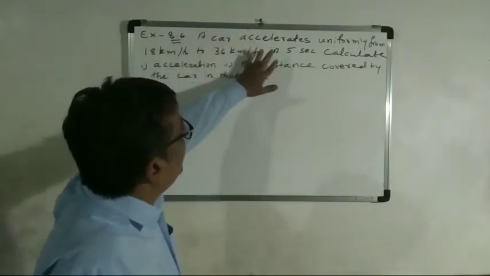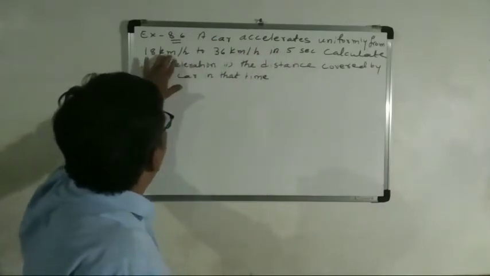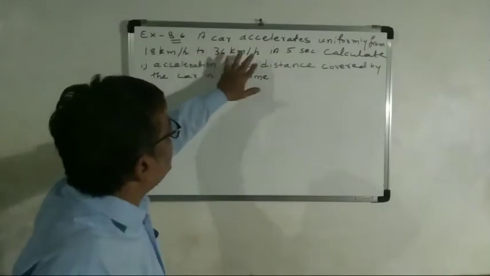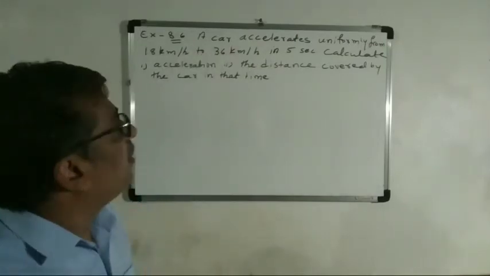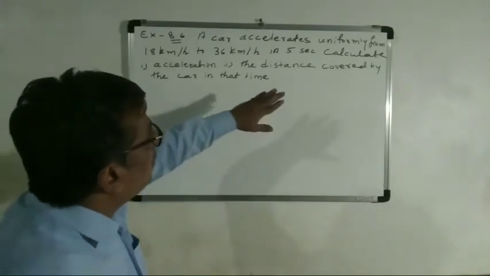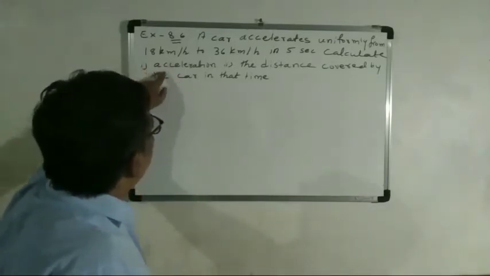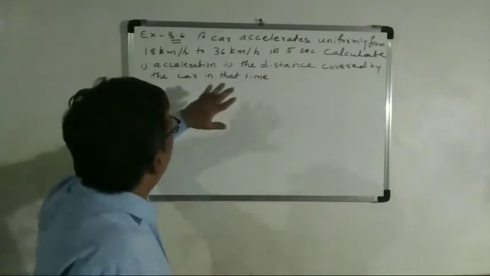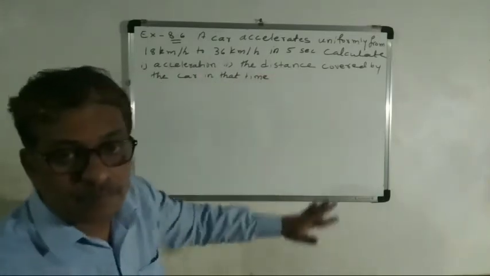A car accelerates uniformly from 18 km per hour to 36 km per hour in 5 seconds. Calculate first the acceleration, then the distance covered by the car in that time.